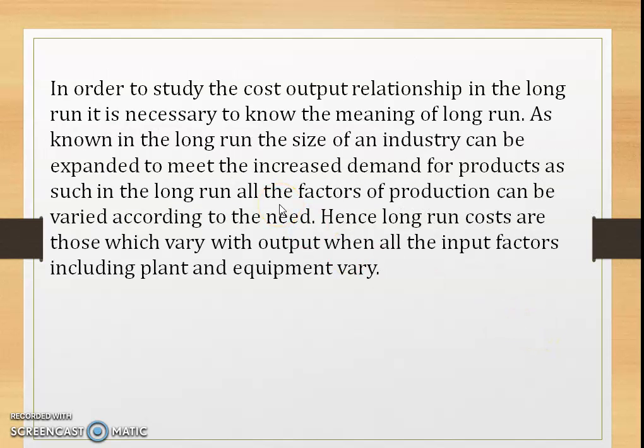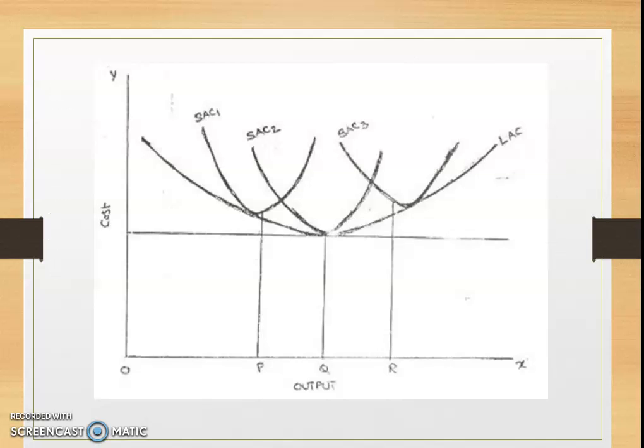In order to study the cost-output relationship in the long run, it is necessary to know the meaning of long run. As known, in the long run, the size of the industry can be expanded to meet the increased demand for products. As such, in the long run, all the factors of production can be varied according to the need. Hence, long-run costs are those which vary with output, and all the inputs including plant and equipment vary.